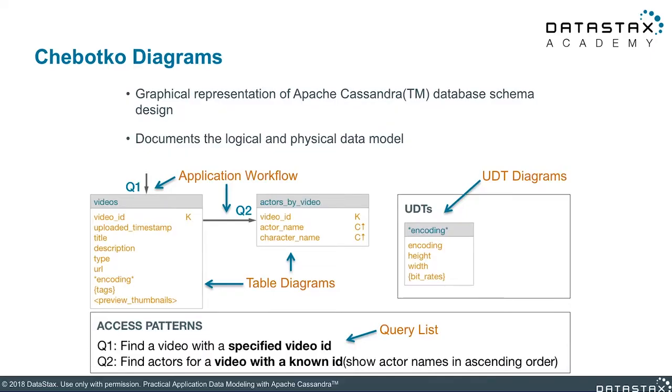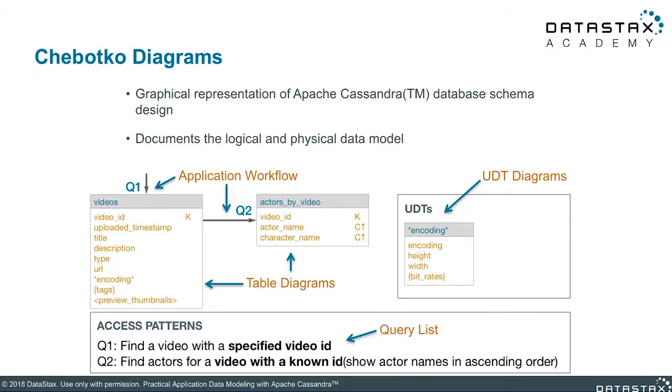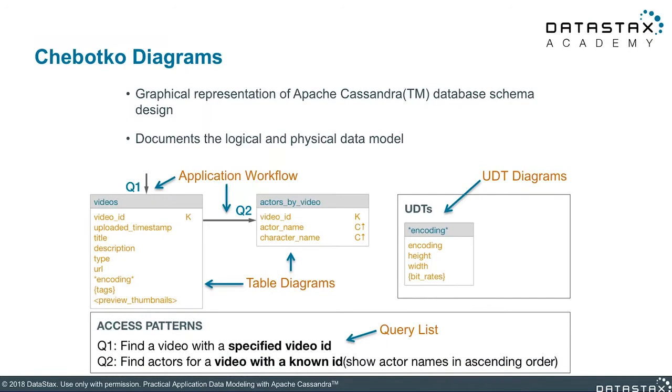First of all, you'll notice this diagram looks a lot like our application workflow. Hence, that's why we built our application workflow. We have our queries, which are the arrows leading into the table. We have our table diagrams, which look a little bit more like Cassandra tables. Hey, we're getting there. And then at the bottom, we brought along our query list. Again, the queries are fundamental when it comes to data modeling with Apache Cassandra.